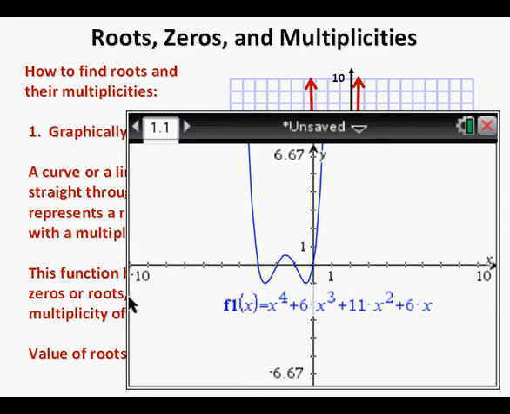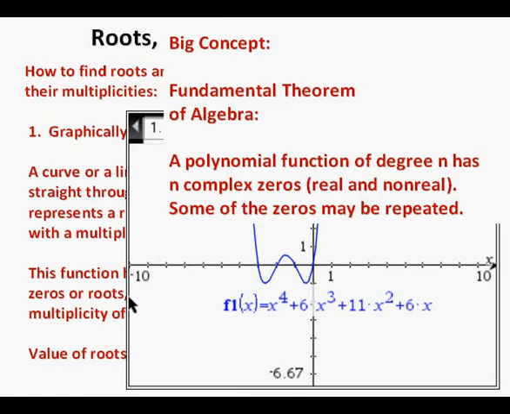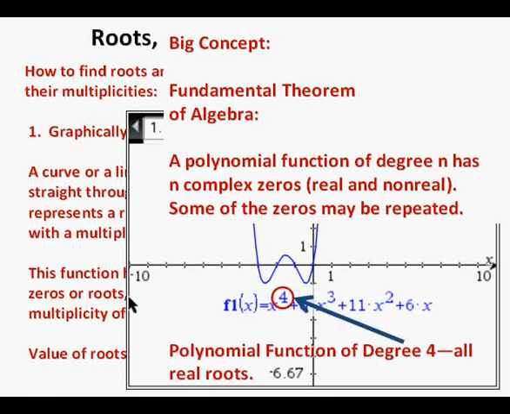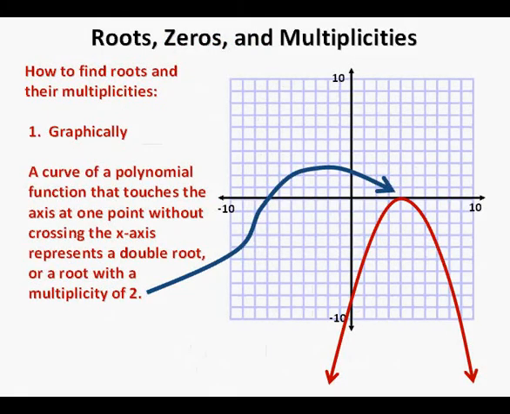Now for another concept, it's called the fundamental theorem of algebra. A polynomial function of degree n has n complex zeros, real and non-real. Some of the zeros may be repeated. This function f of x equals x to the 4th plus 6x cubed plus 11x squared plus 6x, with x to the 4th power, is a polynomial function of degree 4. This means that there are 4 zeros or roots to this function. Since we see all the roots in the graph at the x-axis, all 4 roots are real.